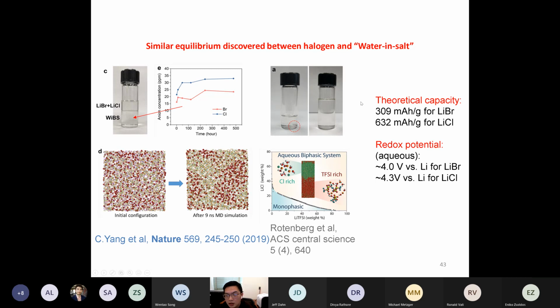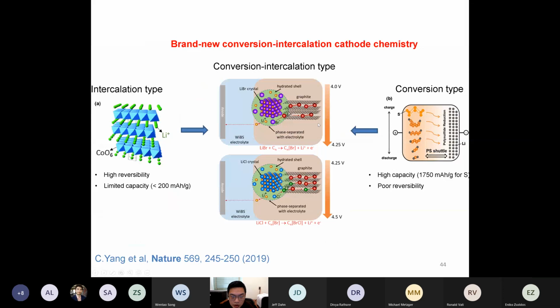That makes us think, because in theory, lithium bromide and lithium chloride salt are actually a very good choice as active material for lithium-ion chemistry. They have a huge theoretical capacity, and the redox potential is high, higher than 4 volts, but not so high that our electrolyte can't handle that kind of potential. With this finding, the phase separation with our electrolyte, we have a chance to design a brand new cathode chemistry.